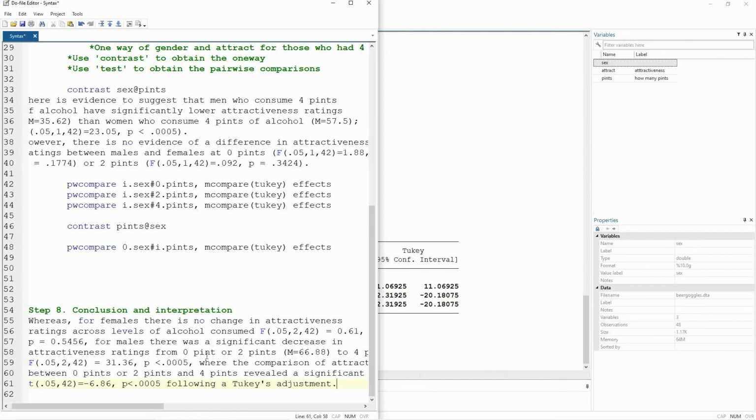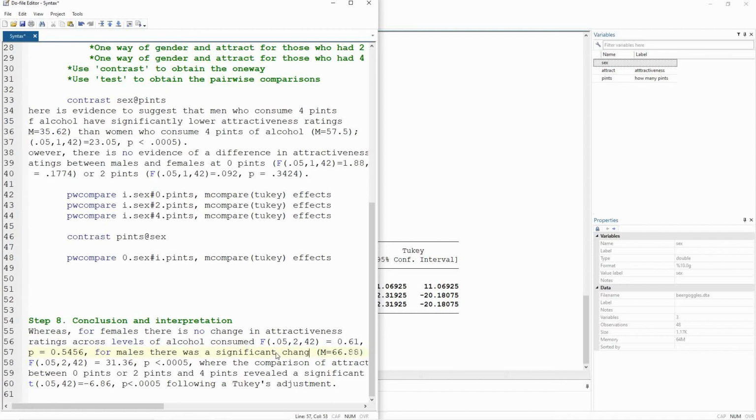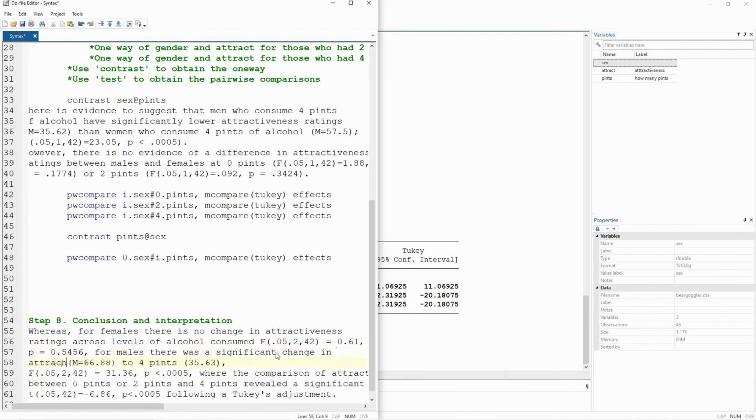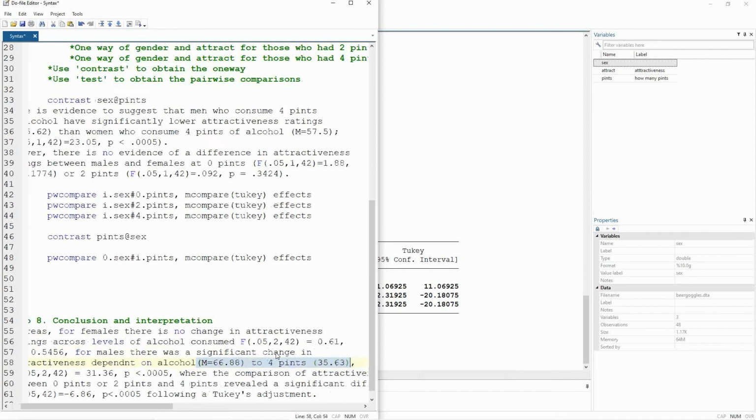You could even, if you didn't like that redundancy, say for males there was a significant change in attractiveness dependent on alcohol, and get rid of these means and just leave the overall statistics.